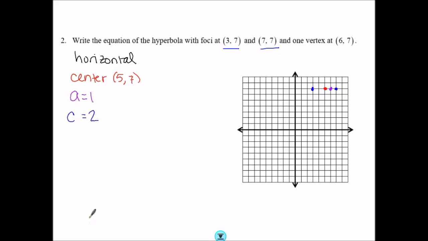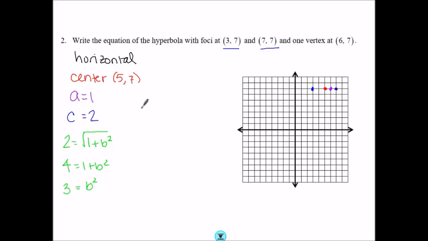Like we did on the previous problem, we need to plug a and c in and solve for b. So we have c equals the square root of a squared plus b squared. So we end up with b squared equals 3.